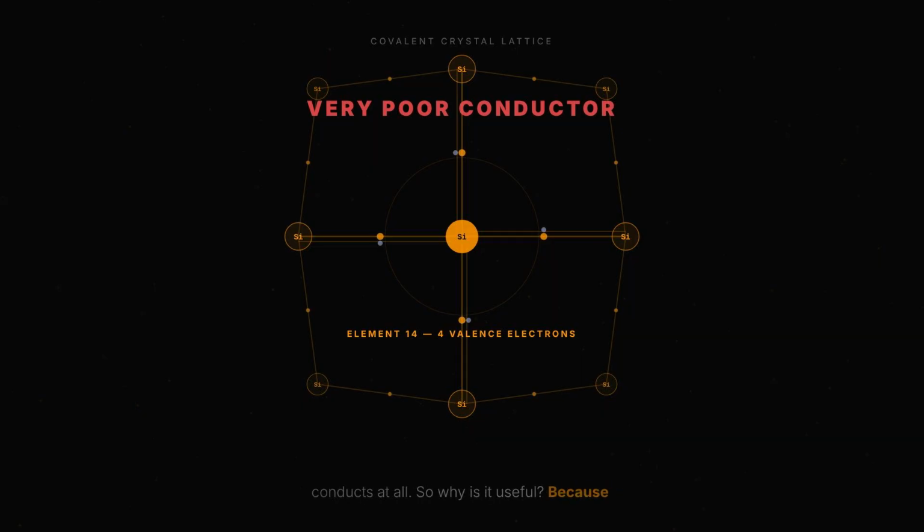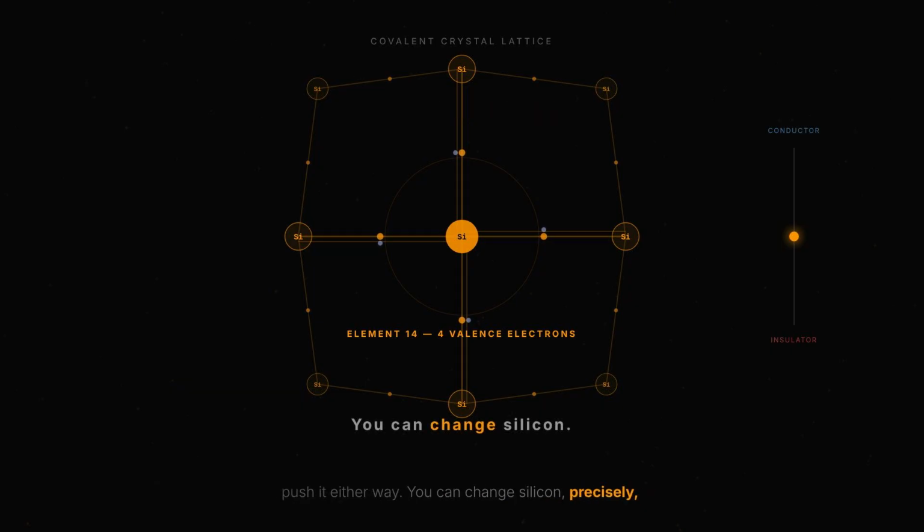So why is it useful? Because it's right on the edge. Copper has too many free electrons. It conducts and you can't control it. Rubber has none. It blocks always. Silicon has just enough structure that it normally blocks, but just enough freedom that you can push it either way. You can change silicon, precisely, deliberately, by adding other atoms to it.